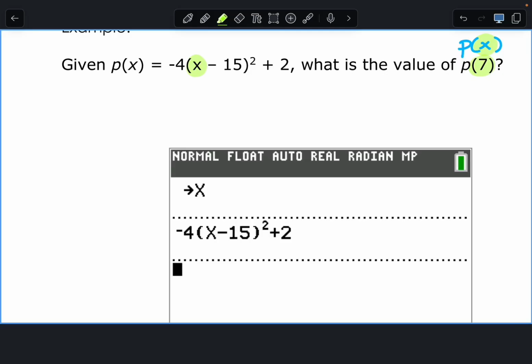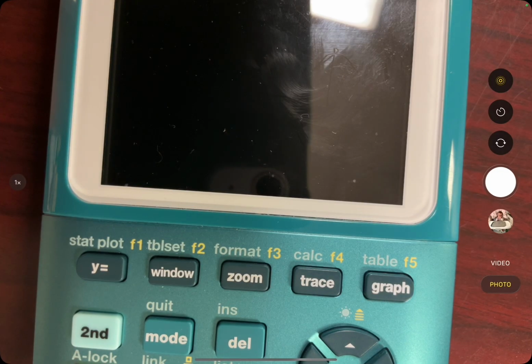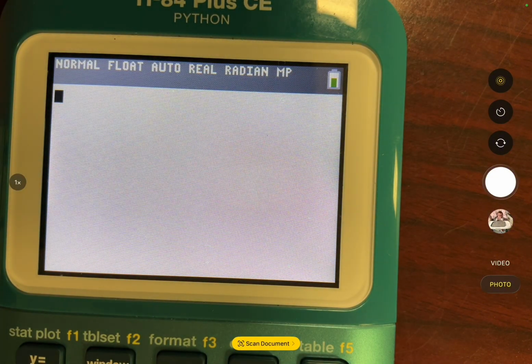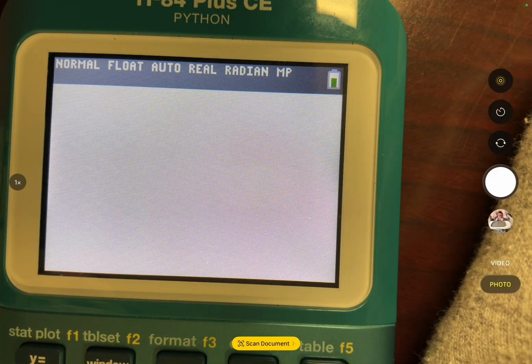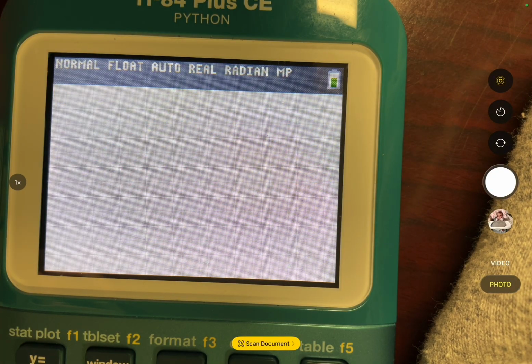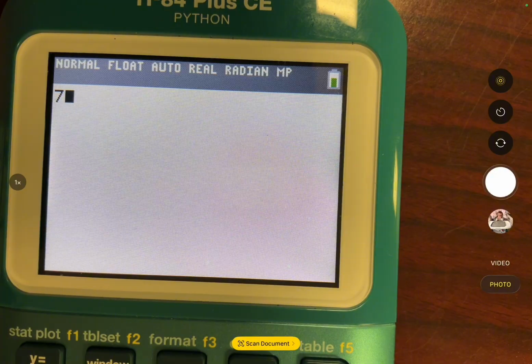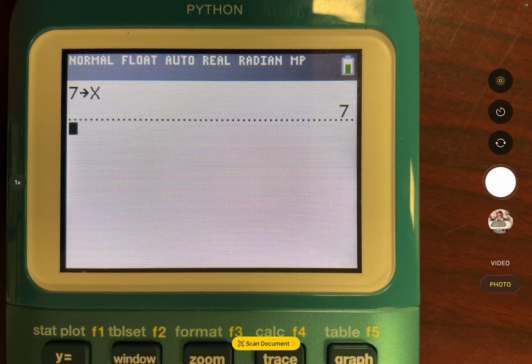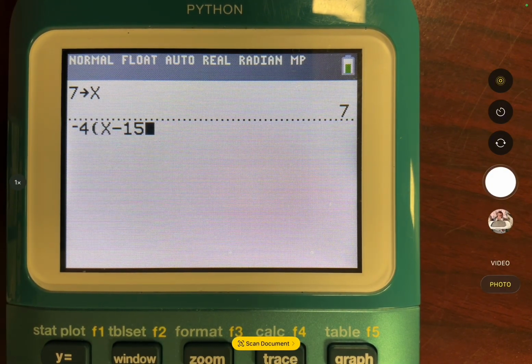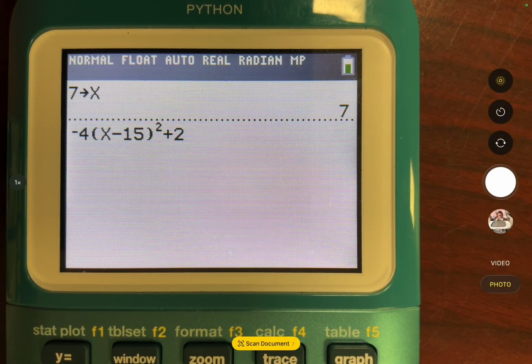So I'm going to go to my calculator. I'm going to tell my calculator to put a 7 where I see x. Okay? Hold on, let me get to the right page on my screen over here. That way I'm not typing the wrong thing. Here we go. So 7, store, x, enter. Store is that button above the on, right? Then you type the expression from the question just the way you see it. -4, x minus 15 squared plus 2. And you get -254.